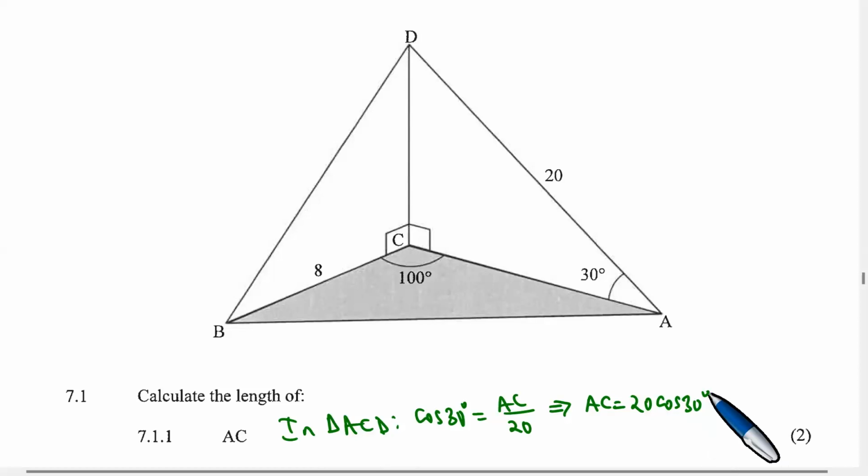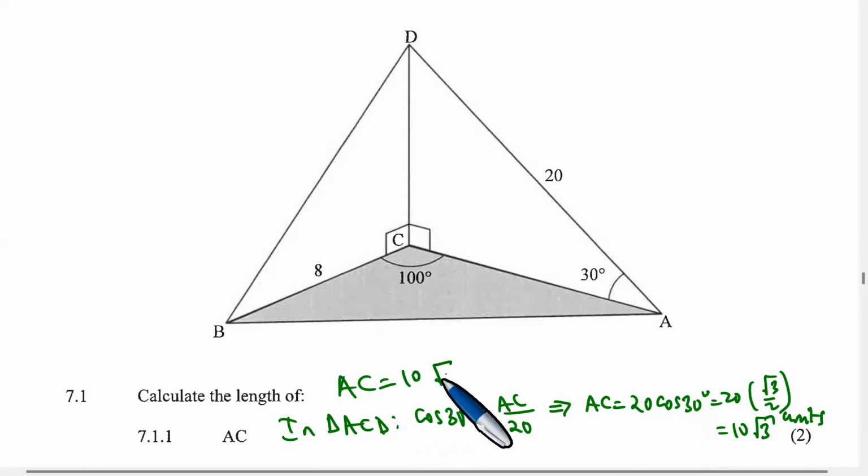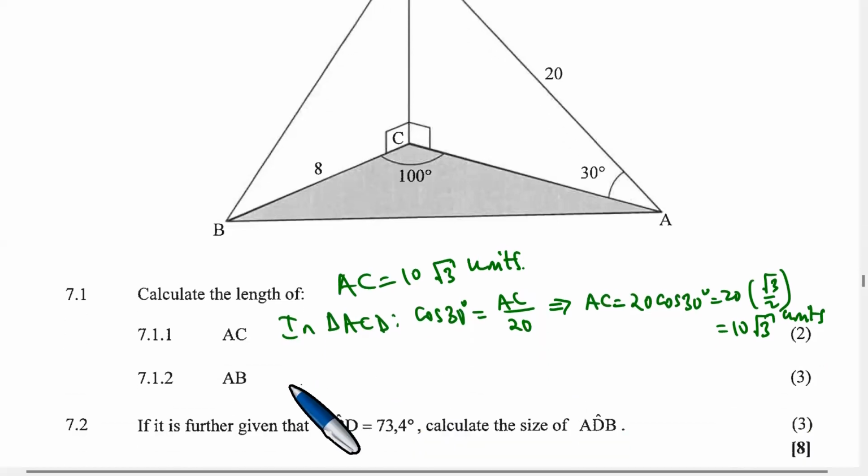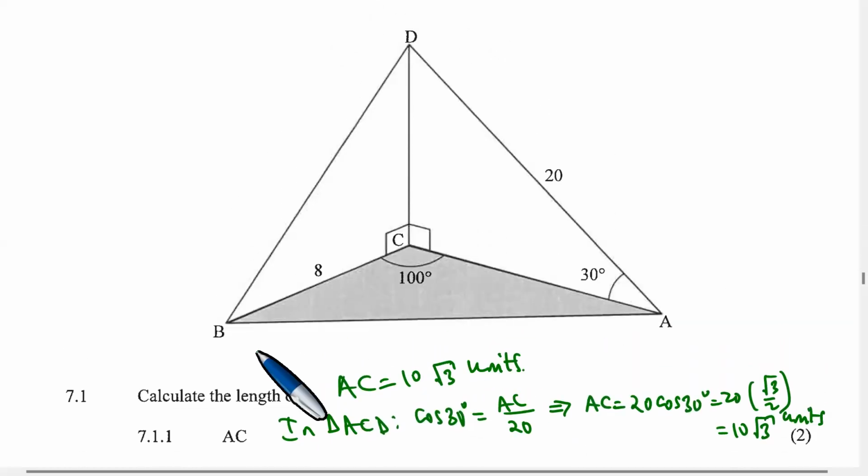Okay? And 20 cosine 30 is 20 times the square root of 3 over 2. Dividing 20 by 2, you get 10 square root of 3. This is a length, and the length is in units. So they want AC, so clearly AC is 10 square root of 3 units. What about AB? AB.